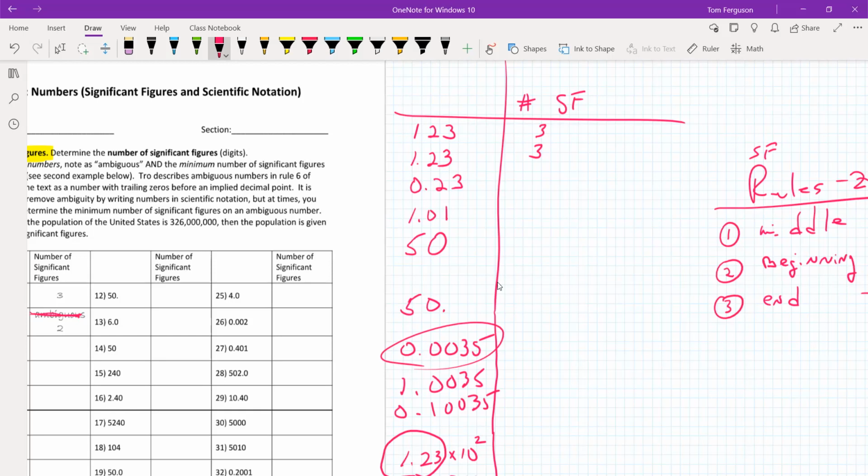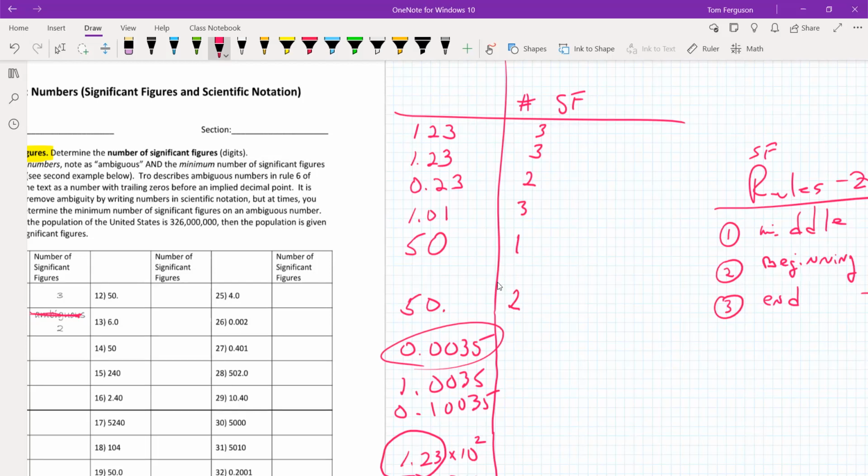Okay, 0.23. Two. Good. How about 1.01? See, you already got the idea here. 5.0? Answer is one. Very good. How about 5.0 with a decimal point? Two.